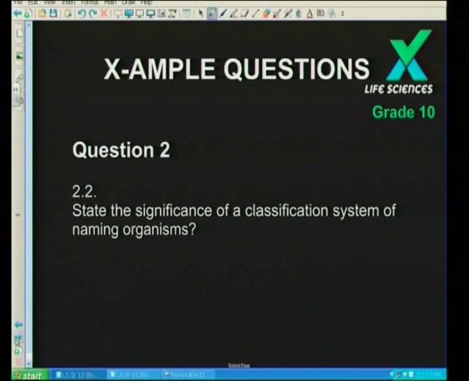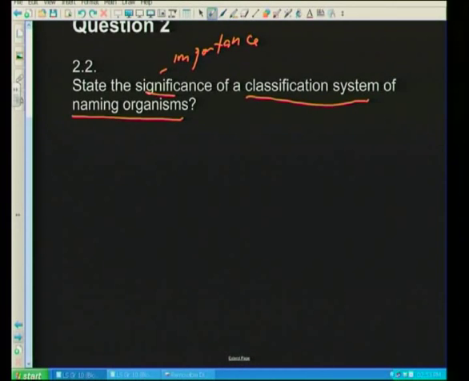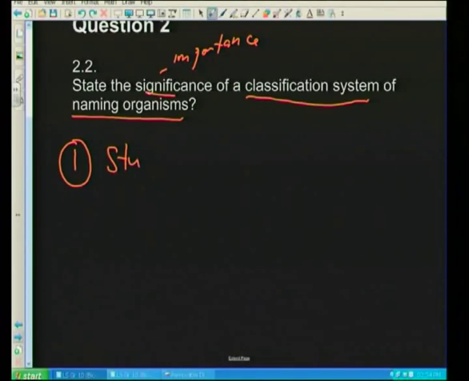Let's look at question 2.2. State the significance of classification system of naming organisms. State the significance, that means the importance of the classification system of naming organisms. Now we're going to analyze why there must be a classification system. Firstly, it is for studying organisms by the scientists. So we need to classify so that studying by scientists can be made easier.